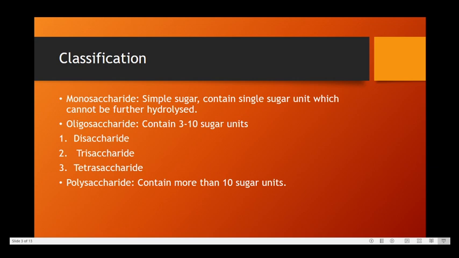Oligosaccharides again are classified into disaccharide, trisaccharide and tetrasaccharide. Disaccharide contains 2 sugar units, trisaccharide contains 3 sugar units and tetrasaccharide contains 4 sugar units. And polysaccharide contains more than 10 sugar units.